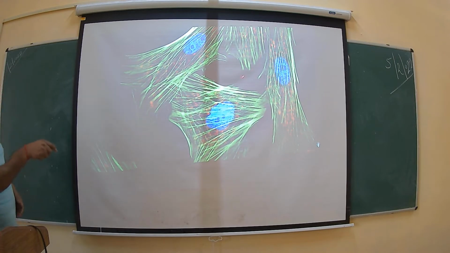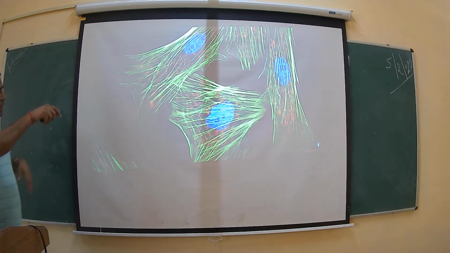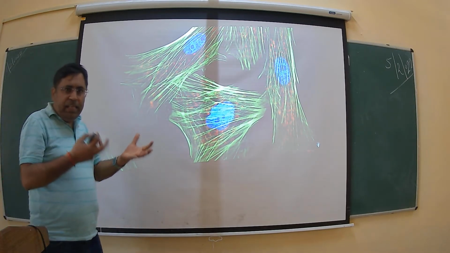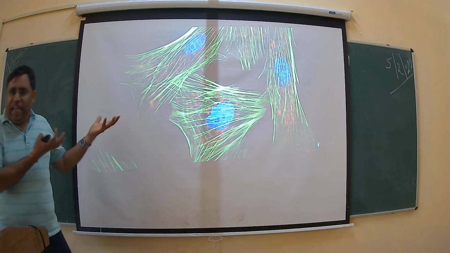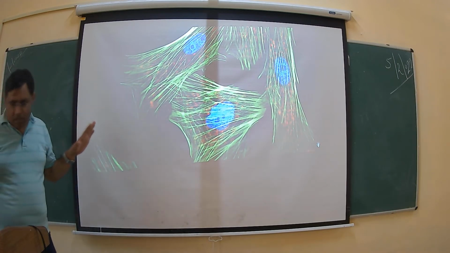Here you can see the blue color is staining for the nucleus. This thread-like structure might be some actin filament or myosin filament, whatever it is, and this red structure is another filament. So in that you can clearly visualize the internal structure of any cell. Okay, is that clear?